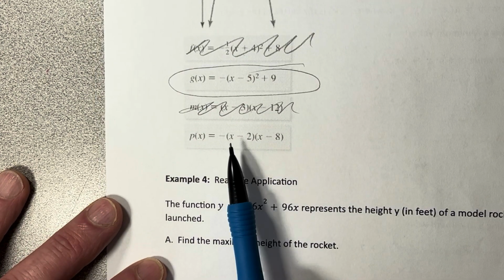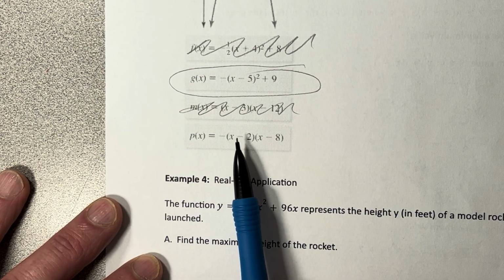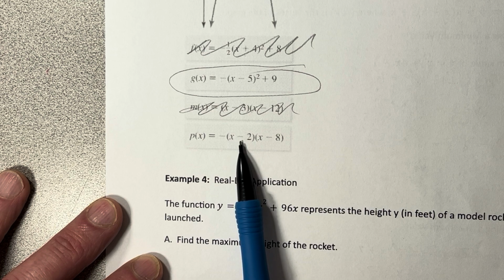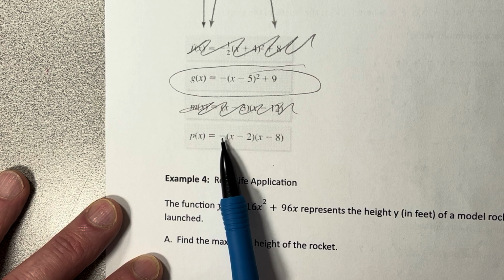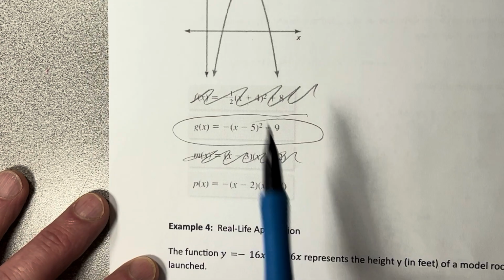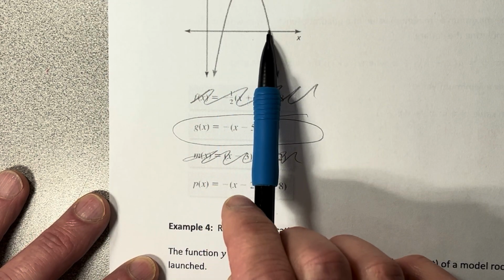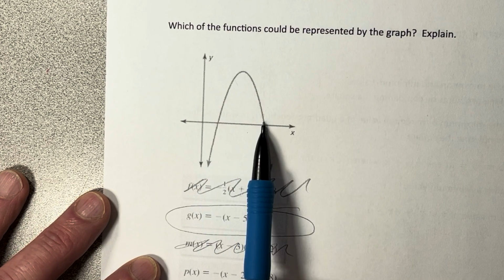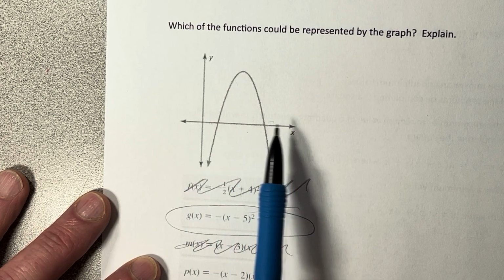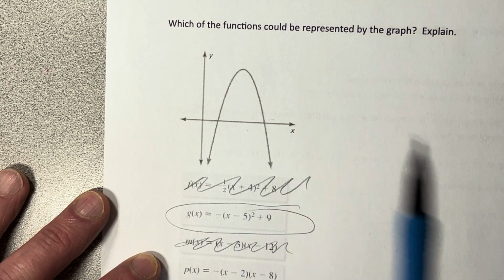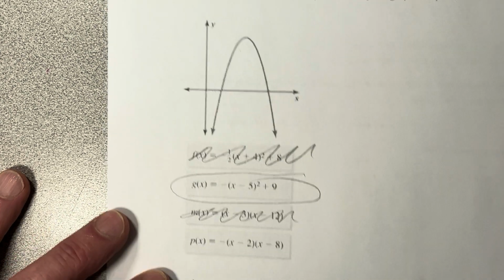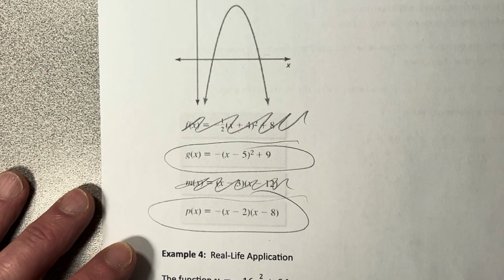This one is in intercept form. Its x-intercepts are 2 and 8, and it's opening down. 2 and 8. I think that could be where it crosses the x-axis, is at 2 and 8. It could be the x-intercepts. So those two are a possibility.